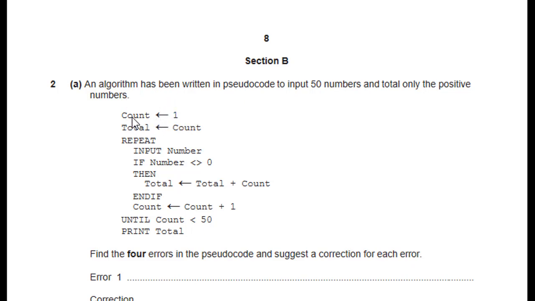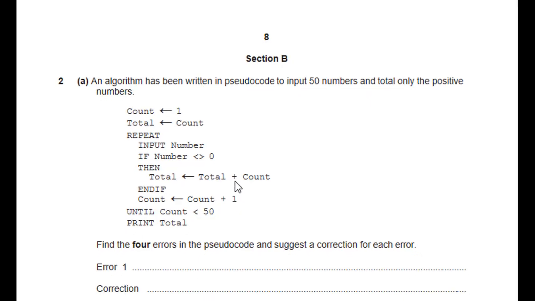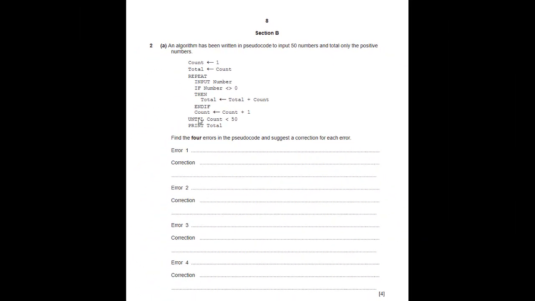So count equals 1, total equals count, repeat until less than 50. Input 50 numbers, and only the positive. So there's probably an issue there, there's an issue here. Input the number, if the number is not 0, then total equals total plus count, and if count equals count plus 1. Okay, so there's quite a few errors that we can pick up there.